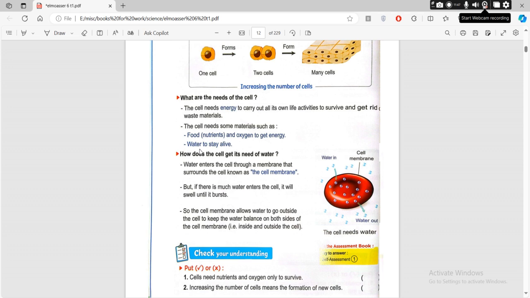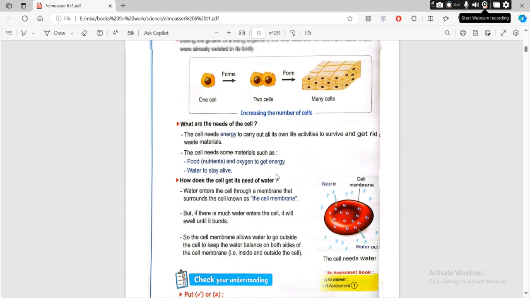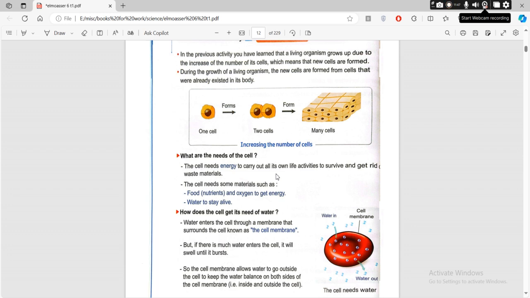Food, which we call nutrients, and we get that through the digestive system and the blood. And it also needs oxygen to survive. We will see why later. And it needs water. Well, how does water get into the cell? Through the cell membrane. That's why all cells need to have the cell membrane, because this is the part that allows water to come in and out of the cell. Good.